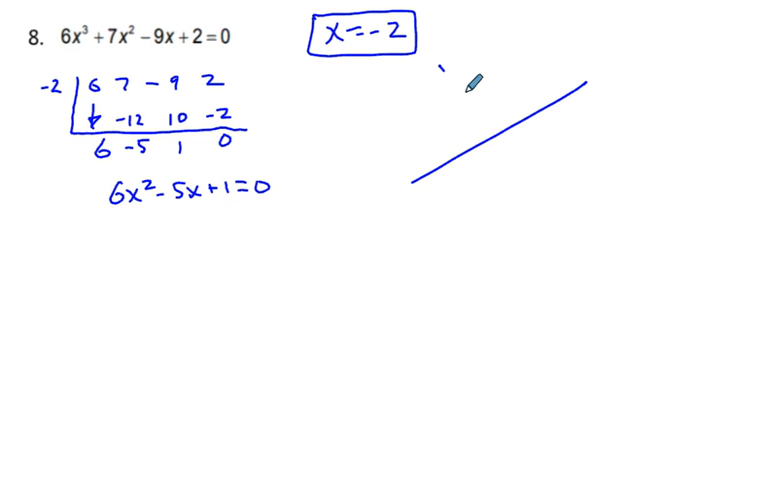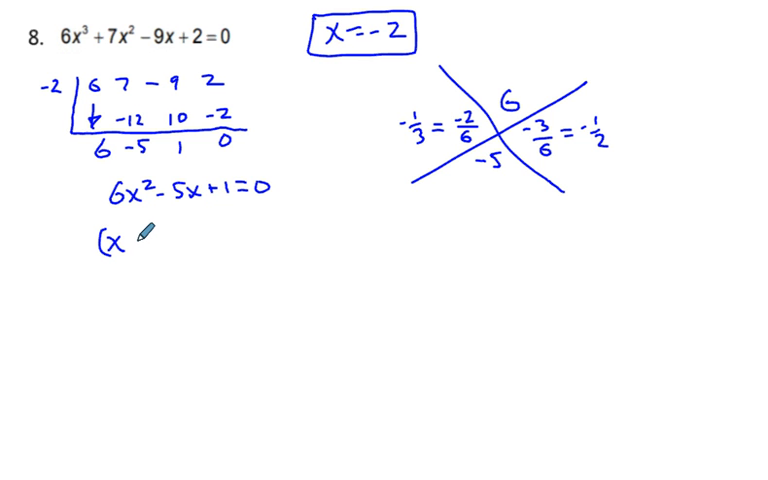And then we use the bottoms up method we did before. We get AC is 6. B is negative 5. The two numbers we need are negative 2 and negative 3, because they multiply together to equal 6 and add to negative 5. Divide by 6. So we get negative 1/3 and then negative 1/2. So we get x minus 1/3 and then x minus 1/2. And we bottoms up both of these.